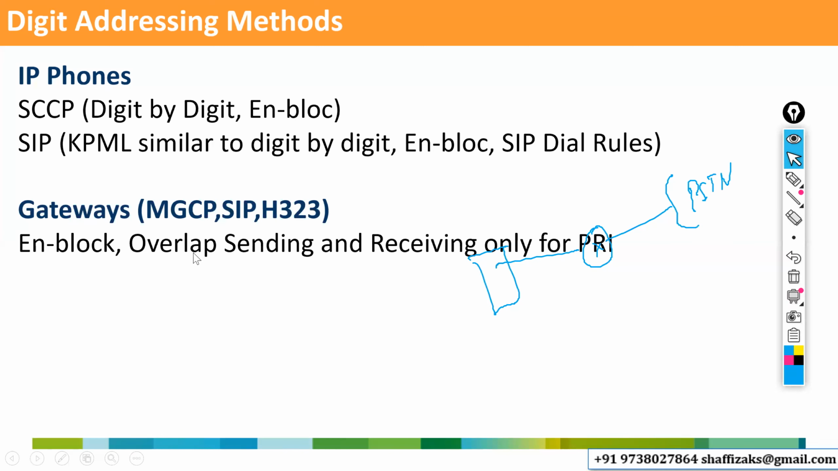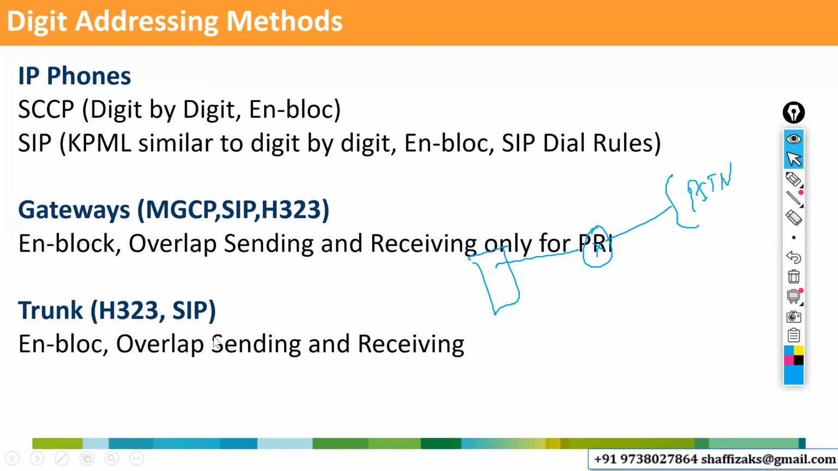N block, overlap sending and receiving only for PRI. N block means what happened? All the digits are sent in one shot. Okay. Or overlap sending and receiving means if it is a PRI connection, it can be sent digit by digit also. Okay. Next, trunk: N block, overlap sending, translation pattern, N block.